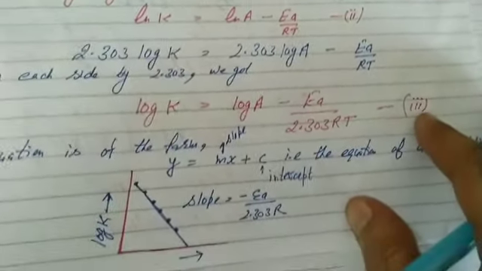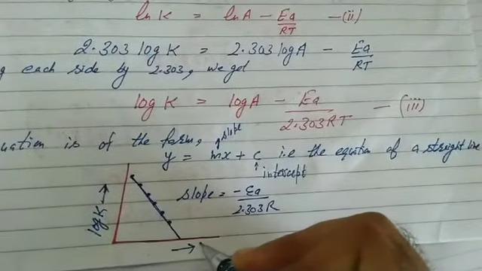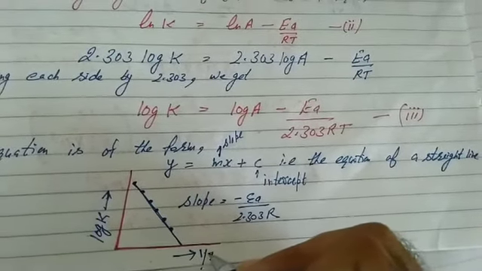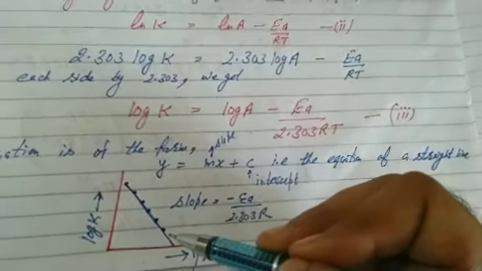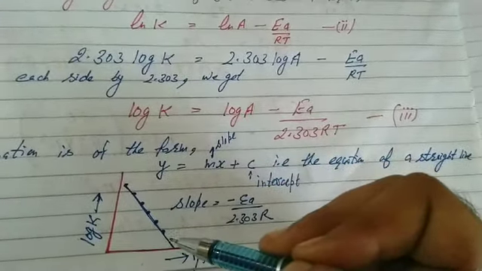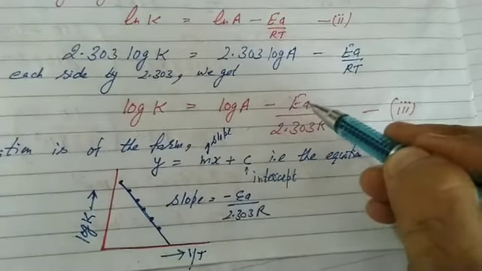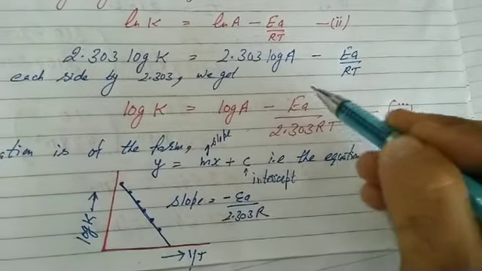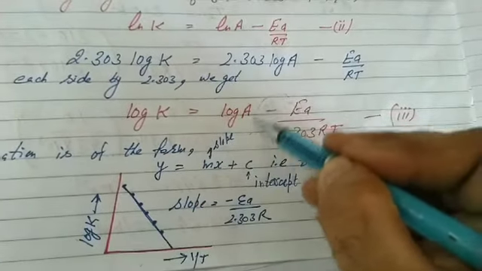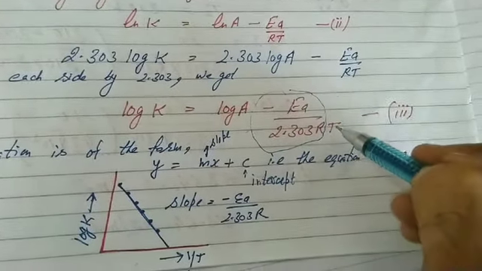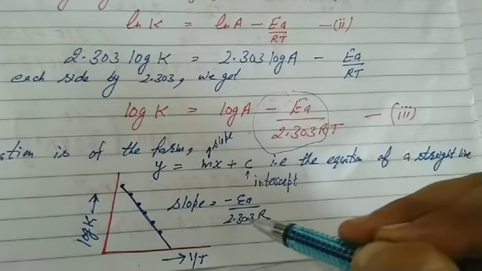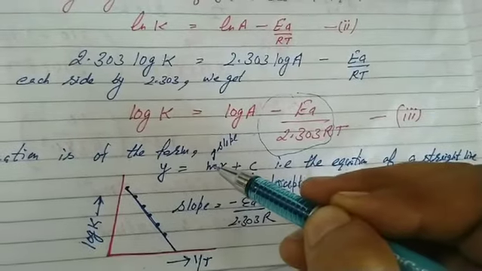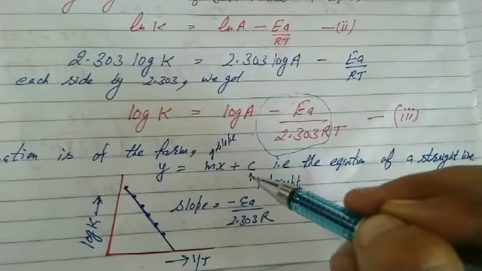Students, on plotting log k versus 1 by T, a straight line is obtained and the slope of the line is equal to minus Ea upon 2.303 R. Comparing with y equal to mx plus c, with x as 1 by T, the slope is equal to minus Ea upon 2.303 R and the intercept is equal to log A.